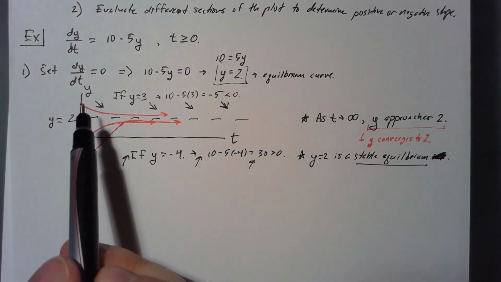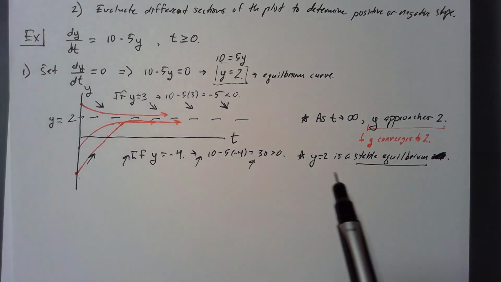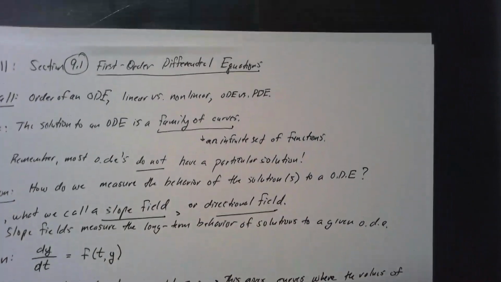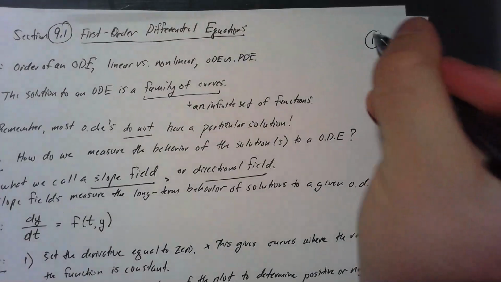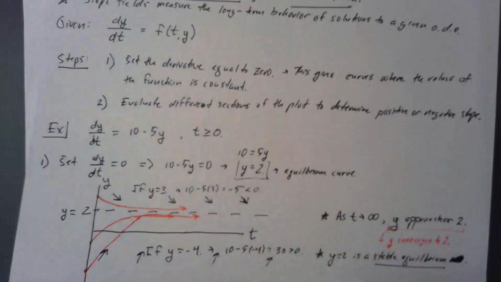If as t goes to infinity you were to fan away from y equals 2, that means y equals 2 would be unstable. And that's the very basic idea for drawing a slope field. It's really not much different than that. So if I go to the next page in the notes, let's look at another example.